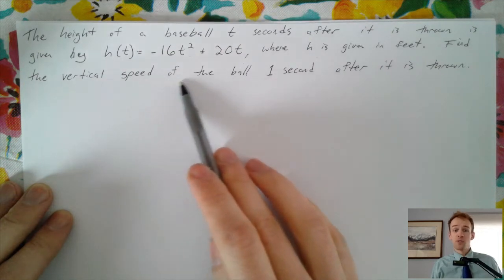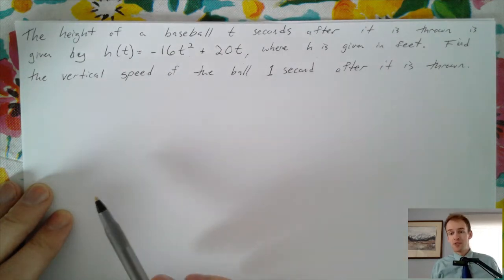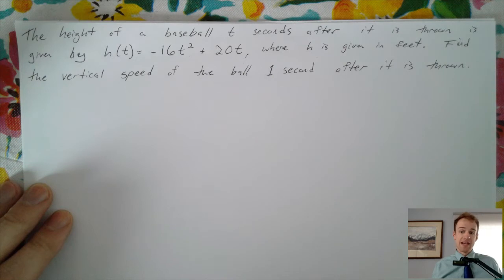Find the vertical speed of the ball 1 second after it is thrown. So this ball is thrown, and after 1 second, I want to know what's the vertical speed. Not the speed of the ball, because the ball is probably traveling horizontally as well. I just want to know what's the vertical speed.